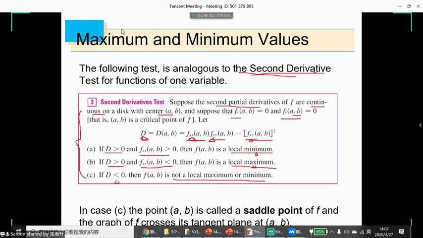So please write this one, this 3-1, from this part in your notebook. First, we have to define G as f_xx times f_yy minus f_xy square, and then use this formula to decide if it is a local minimum or local maximum or not.